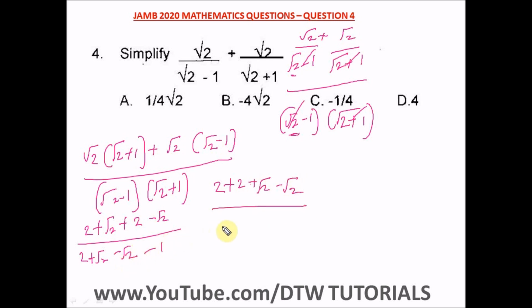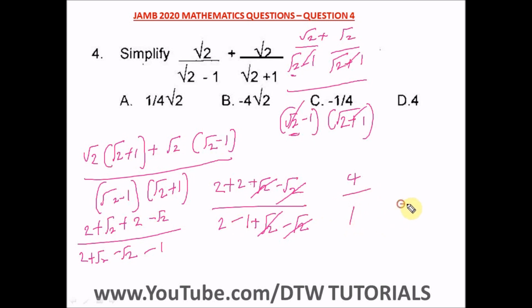Let's take like terms here. We have 2 minus 1 plus root 2 minus root 2. So from here, plus root 2 minus root 2 will give us 0. The same thing here gives us 0. So we're left with 2 plus 2, 4, over 2 minus 1, 1.